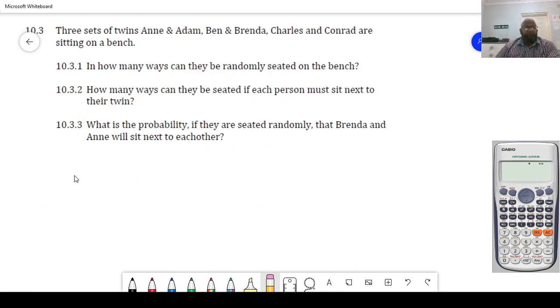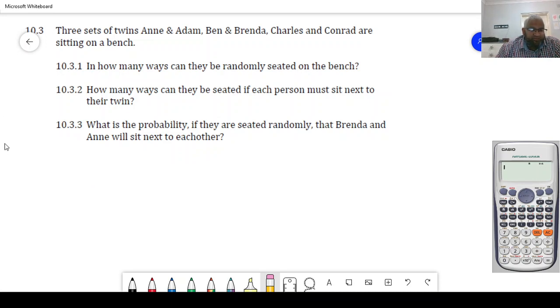Okay, now we're looking at question 10.3. We are told 3 sets of twins. We have Anne and Adam, Ben and Brenda, Charles and Conrad sitting on a bench. So we have 3 sets of twins, okay? So 6 people in total.